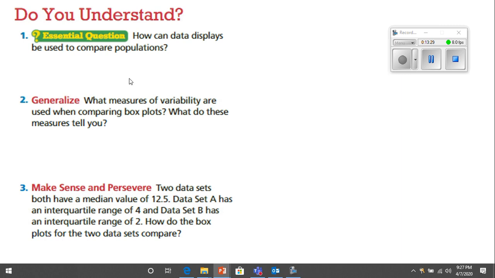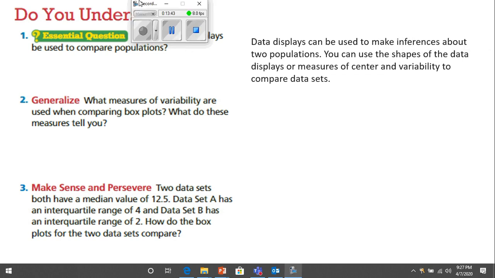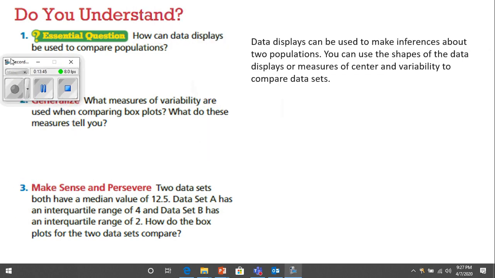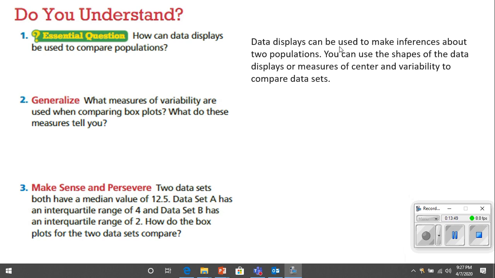Well, it's time for us to do the Do You Understand? First one, how can data displays be used to compare populations? Well, here it says data displays can be used to make inferences about 2 populations. You can use the shapes of the data displays or measures of center and variability to compare data sets.